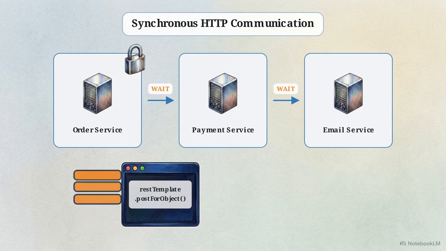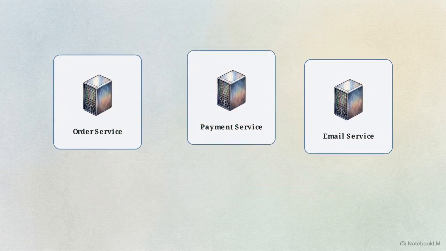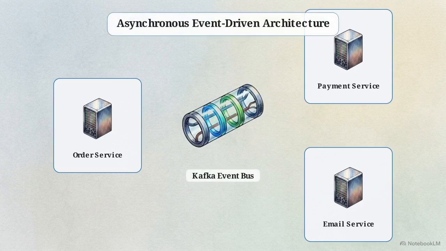Under heavy load, waiting threads pile up. The server exhausts its connection pool. Memory fills up, triggering cascading timeout failures. The architectural solution is to sever the temporal dependency using a message broker like Kafka.